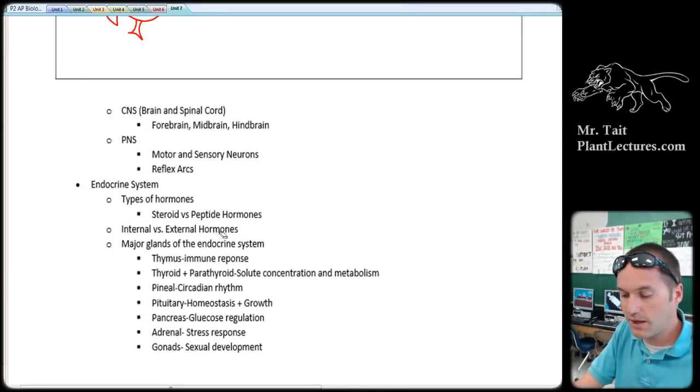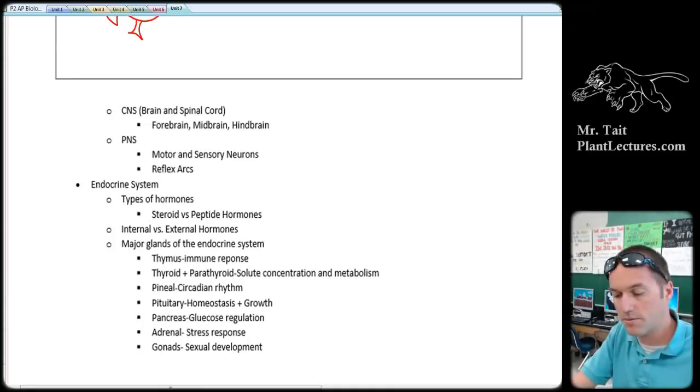We know there's internal and external hormones. Most of the human hormones are internal hormones because we have communication in other ways. But if we look at other organisms like ants, they have a significant amount of external hormones because that's their main form of communication from one to the other.